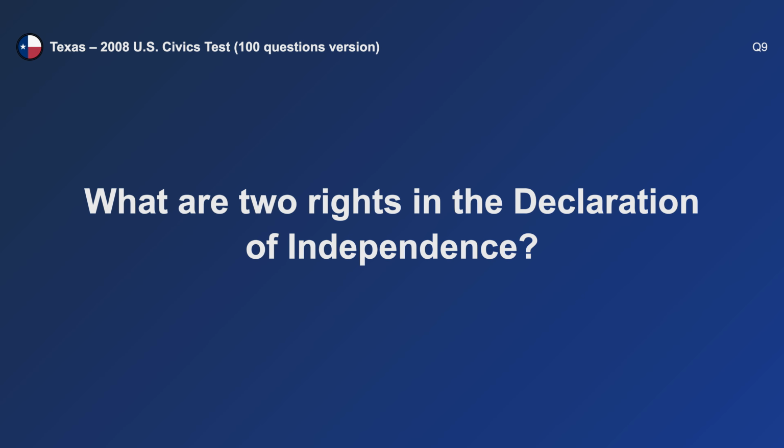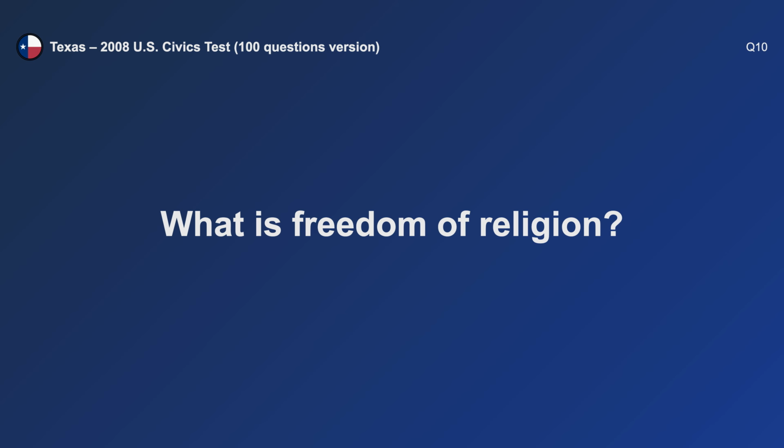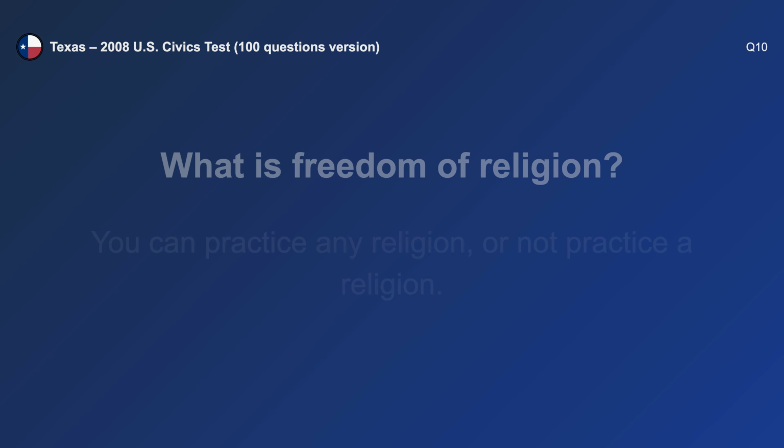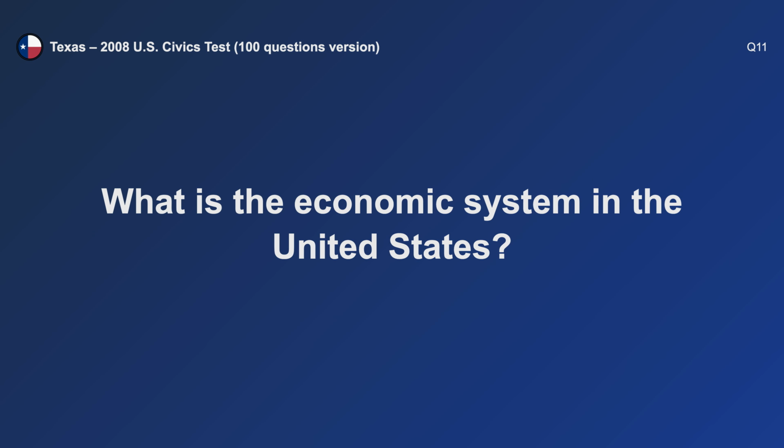What are 2 rights in the Declaration of Independence? Life and liberty. What is freedom of religion? You can practice any religion or not practice a religion. What is the economic system in the United States? Capitalist economy. What is the rule of law? Everyone must follow the law.